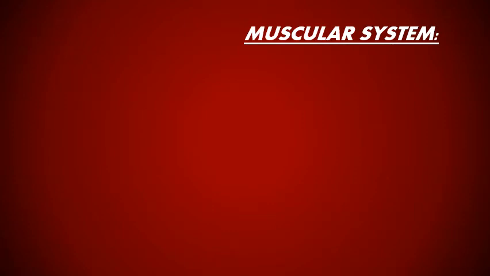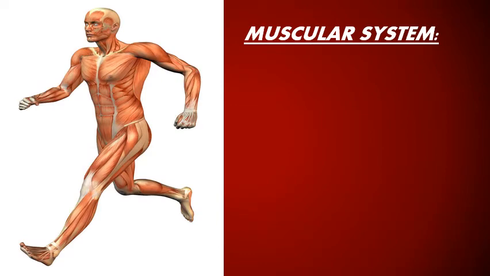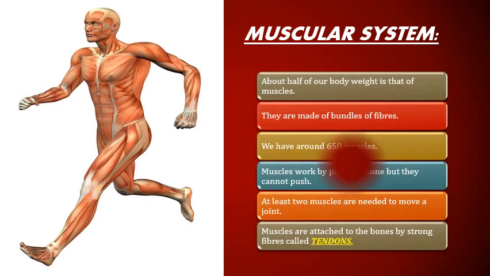Up till here, we have completed the first segment of our chapter, that was skeletal system. Now the next one is muscular system. This is how the muscles of the human body look like, and here are the points. Do you know about half of our body weight is that of our muscles? It means muscles make up half of our body weight.